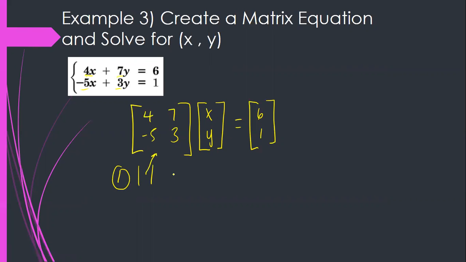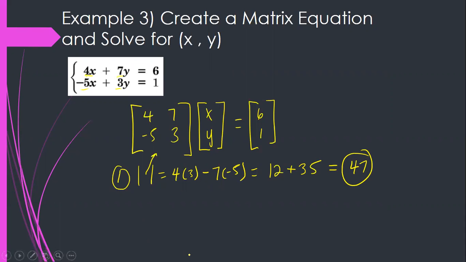So I'm going to check this determinant and we cross multiply and divide. So we have 4 times 3 minus 7 times negative 5. And what do we get? 12 plus 35. So what does that tell us? That there is a solution, right? So we have 47. That's just letting us know that there's a solution. And so then we proceed.